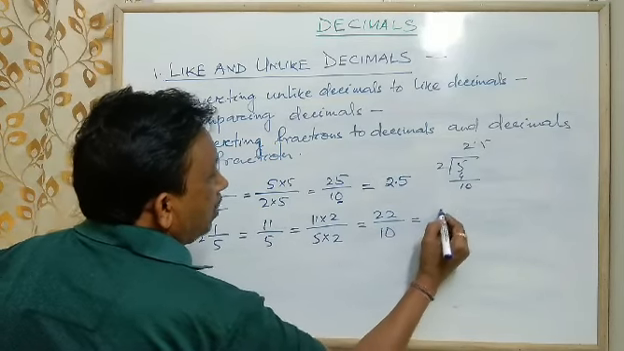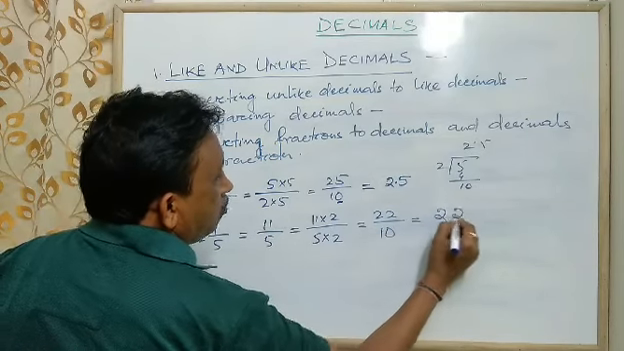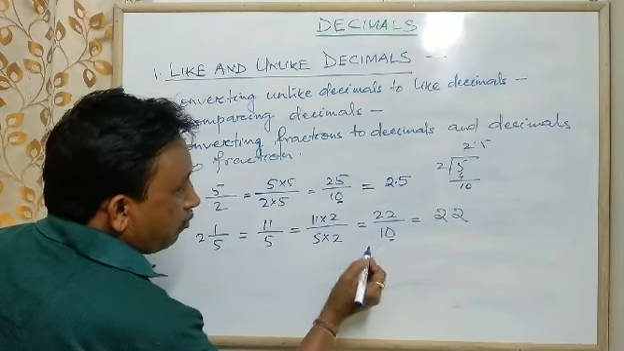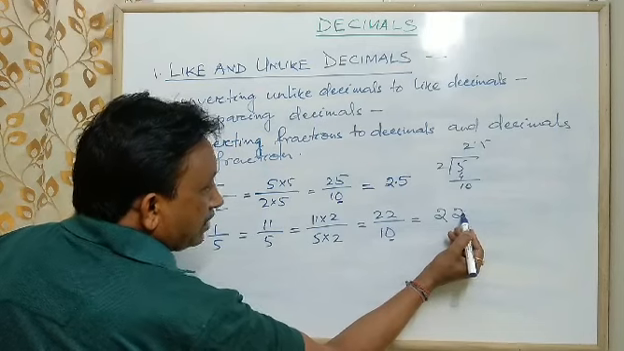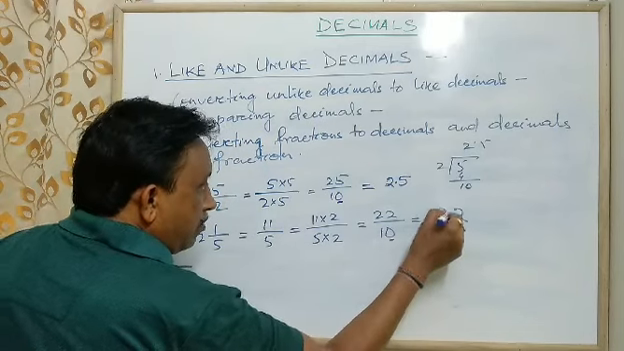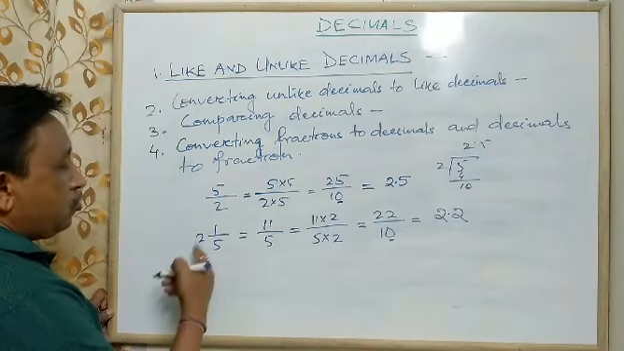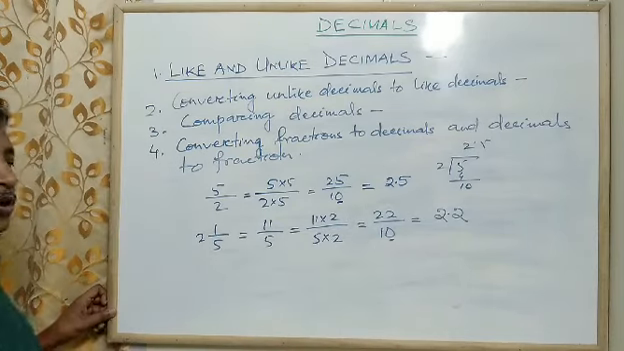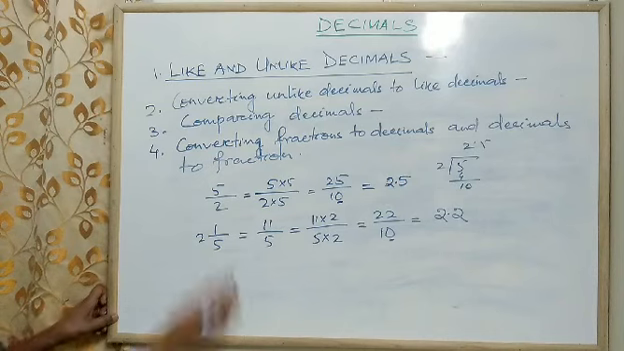So I write the numerator as it is, 22. First I write the numerator. Then I see how many zeros are there in the denominator. 1 zero, start counting from the right hand side, 1 digit, place the decimal. So 2 1 by 5 in decimal form is 2.2.